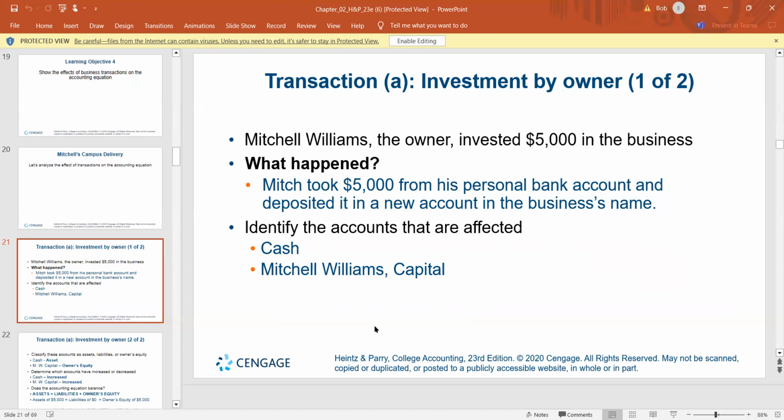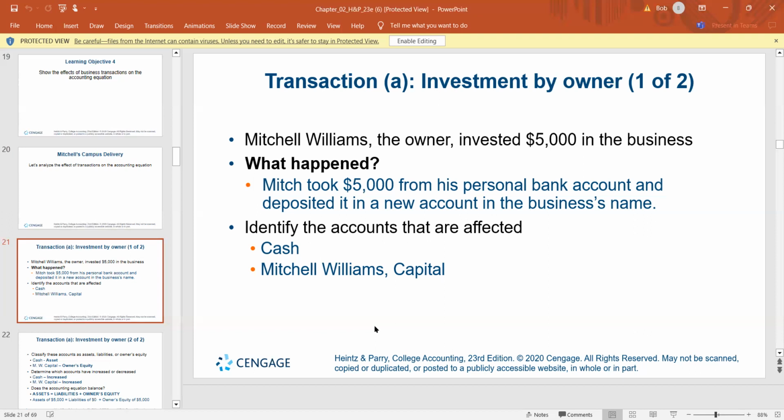That's better. Mitchell took $5,000 of his own money and put it into a new bank account called Mitchell's Delivery. So what happened? He put money into the company. Identify the accounts that are affected.